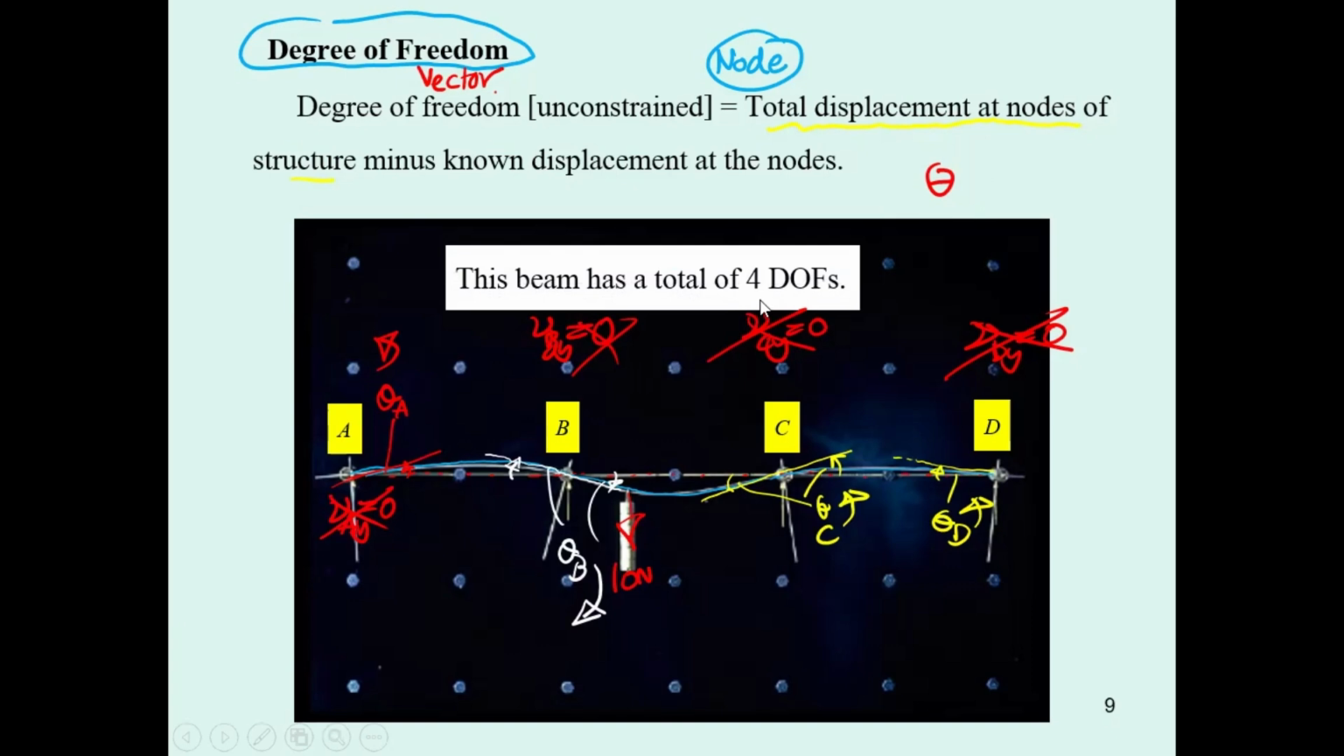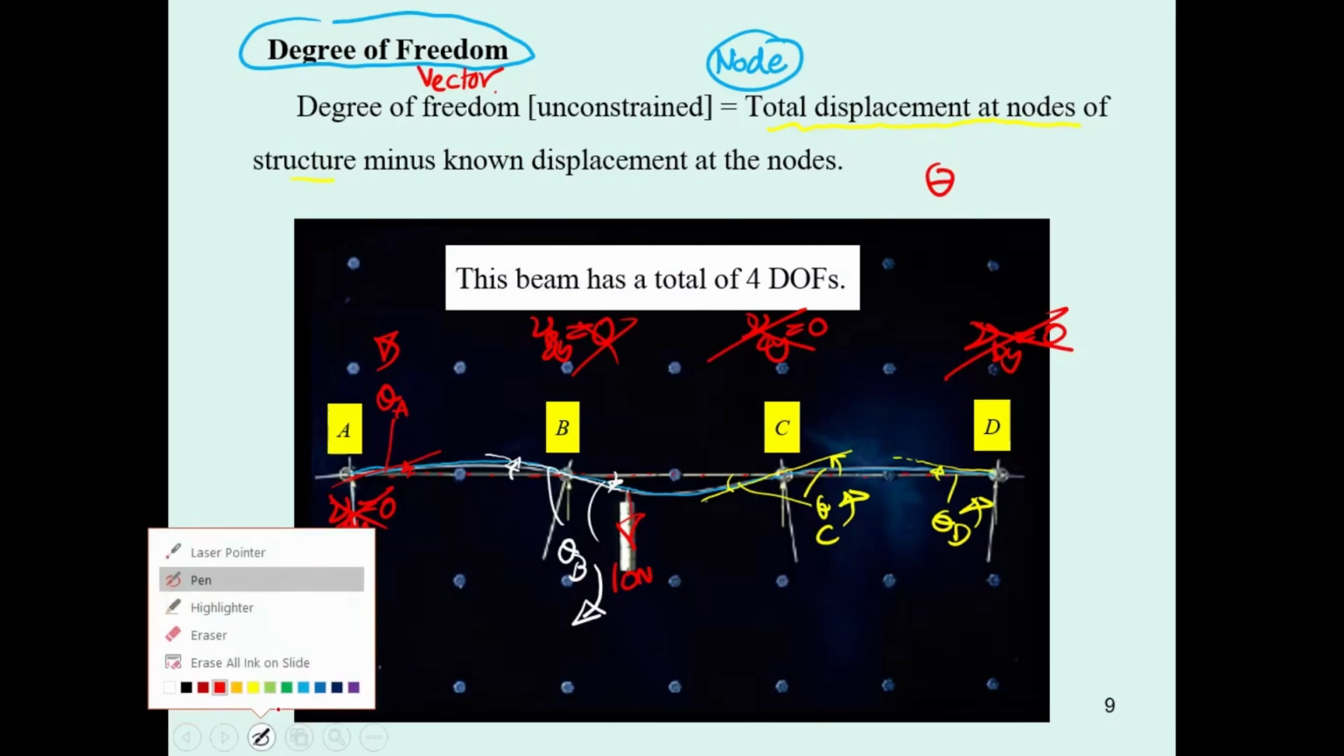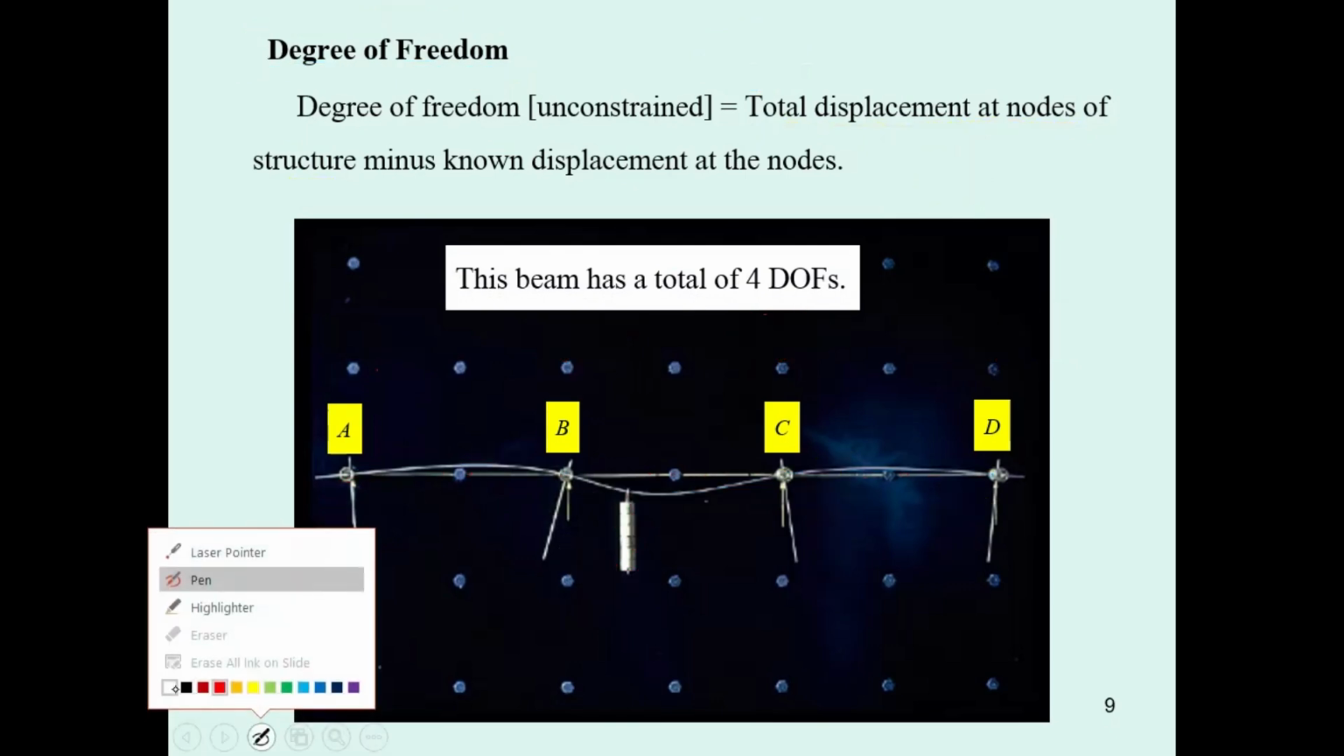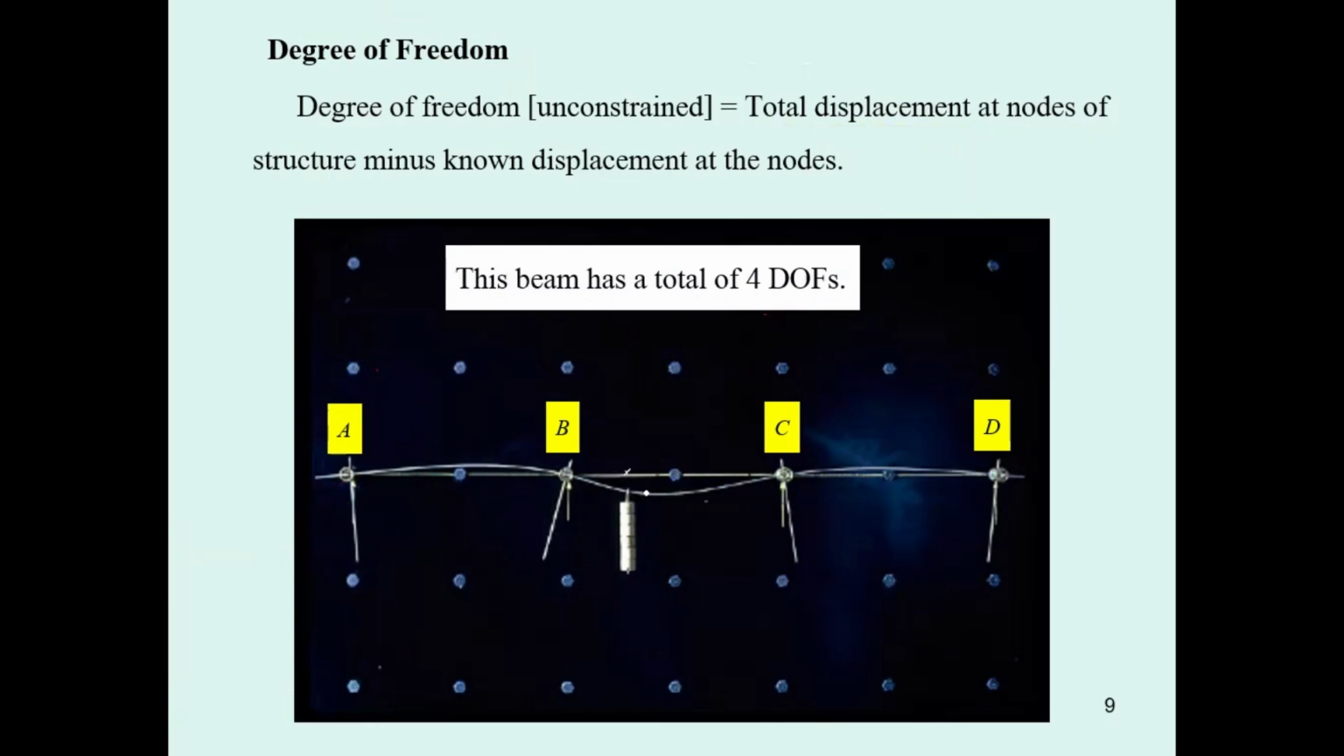This beam has a total of 4 degrees of freedom. Ajahn, can we take this one as the node? Let me take everything out. You may take this one as the node. Let's put it as point E. At this one, you will get the deflection v sub Ey, and also at this one, you will get the slope, theta sub E.